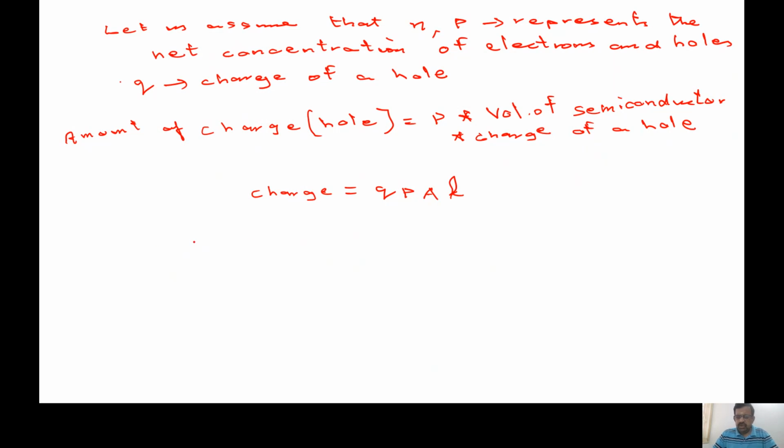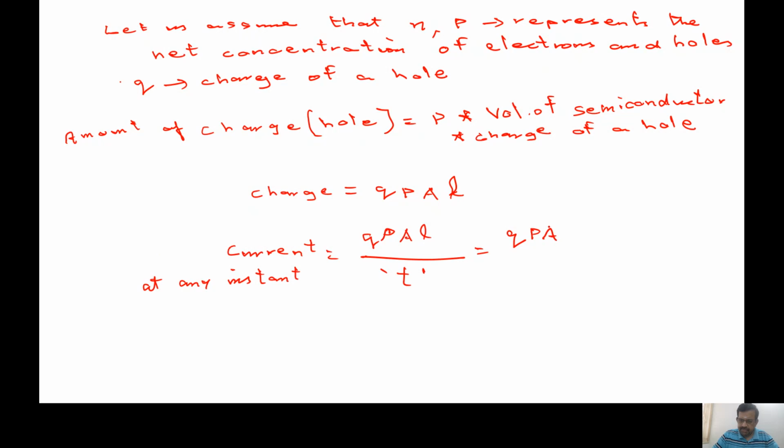Now I know the charge amount. Now we look for the current expression again. So current is nothing but the charge flowing per unit time. So charge per time. For charge I substitute QPAL divided by time at any instant t. So this is my time factor. So current, at any instant. Now I will reshape this a little bit: QPA and I will write L by T.